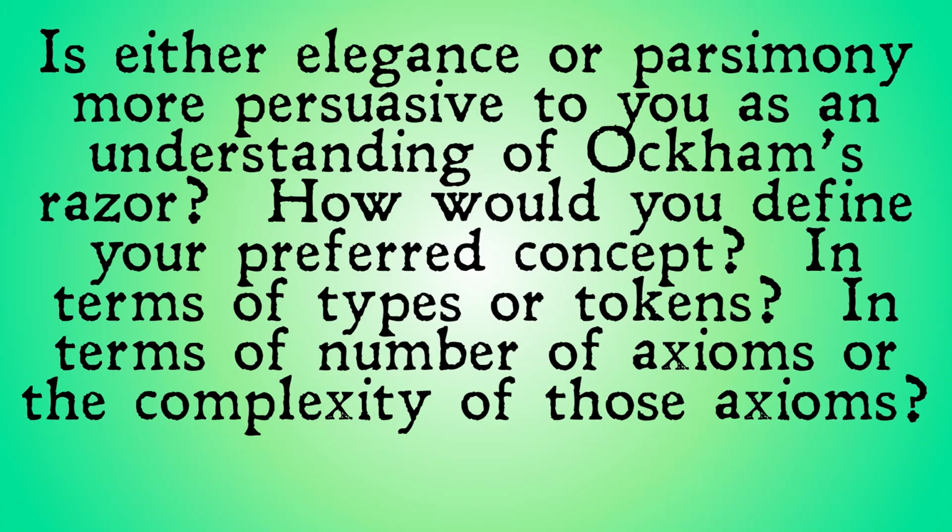Is either elegance or parsimony more persuasive to you as an understanding of Occam's razor? How would you define your preferred concept? Would it be elegance, parsimony, or some combination of both? Would it be in terms of types or tokens? In terms of the number of axioms or the complexity of those axioms? How would you define how complex an axiom is? How would you separate out what an individual thing is, an individual type of thing. Is it mental versus physical? Is it individual subatomic particles? Is it different elements on the periodic table? How would you separate these things out? Give me your thoughts in the comments below.